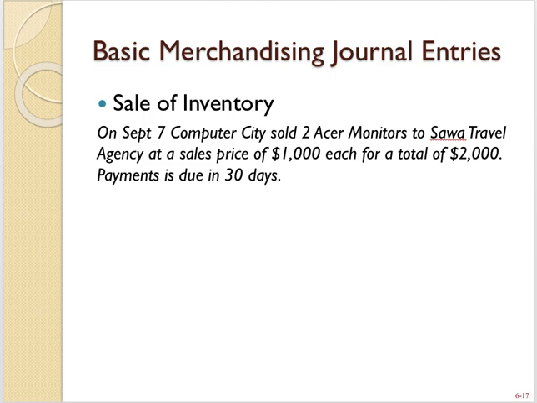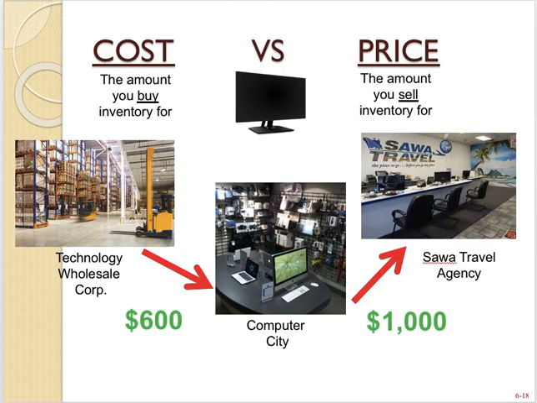The next basic type of journal entry that merchandisers have to take care of is the sale of inventory and how we record that. So it says here, on September 7th, Computer City sold 2 Acer monitors to Sawa Travel Agency at a sales price of $1,000 each for a total of $2,000. Payment is due in 30 days.